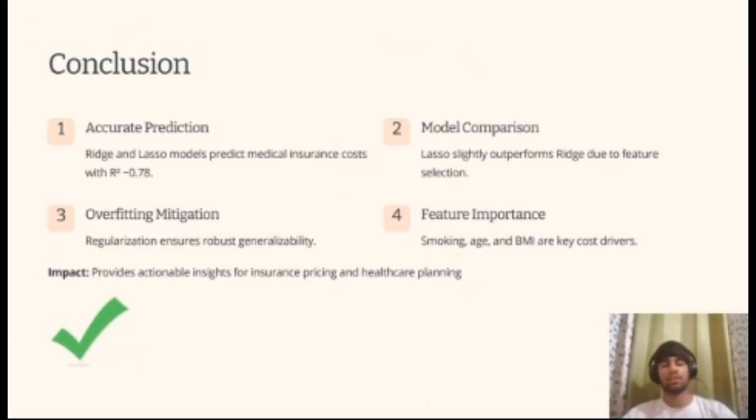Now, at last, I would conclude: our Ridge and Lasso models accurately predict medical insurance costs with an R-squared of approximately 0.78. Regularization ensured robust generalizability, and we identified smoking, age, and BMI as key cost drivers.